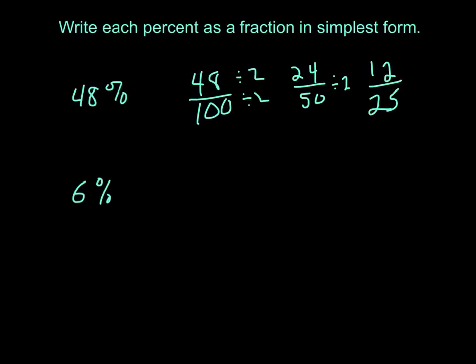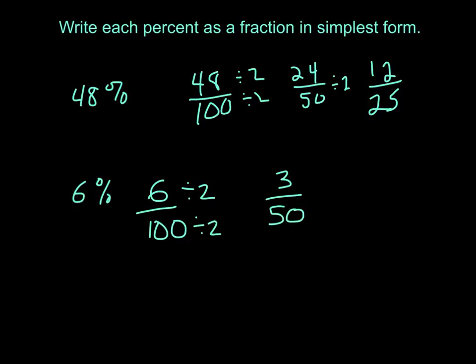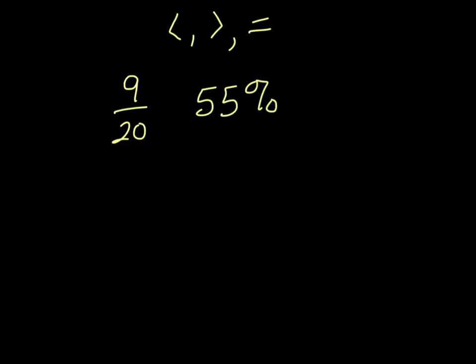So in the second one, 6% means 6 out of 100. Again, I see they're both even, so I'm going to divide by 2, and I get 3/50ths. And I know that for 3, the only things that go into it are 1 and 3. 1 goes into 50, but 3 does not, so this is in simplest form.